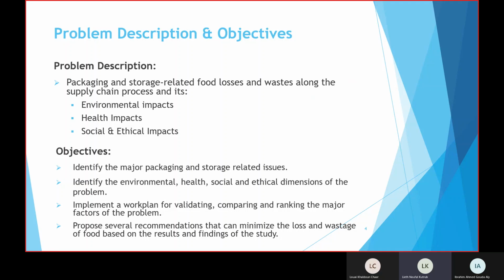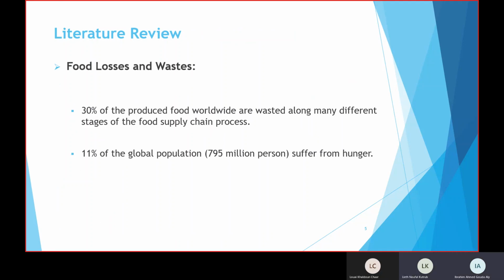And now moving to the literature review with my colleague Ibrahim. So based on Warner et al. 2019, it was found that almost 30% of the produced food worldwide is being wasted along 9 different stages of the supply chain. And since 11% of the global population suffer from hunger, food availability has become a major problem that needs to be solved urgently.